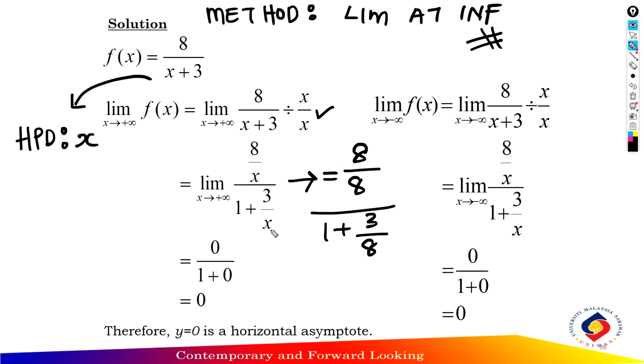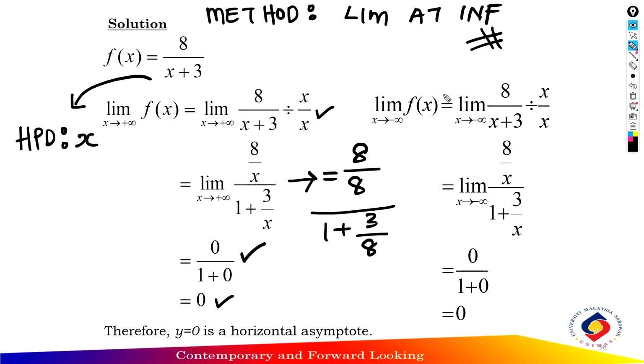So 8 over infinity here equals 0, and then 1 plus 3 over infinity here equals 0, and the limit as x approaches positive infinity of f(x) equals 0. And second, find the limit of f(x) as x approaches negative infinity.